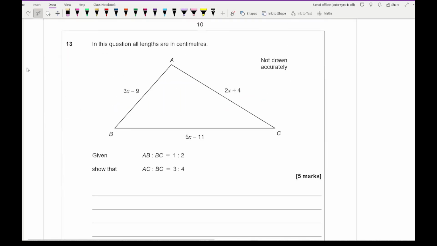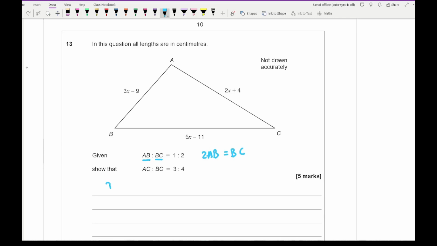Then looking at question 13, it says in this question all lengths are in centimeters, and it says that given that AB to BC is in the ratio of 1 to 2, show that AC to BC is in the ratio of 3 to 4. Now with this, what you need to recognize is that when you are converting a ratio into an equation, you kind of need to flip the numbers. So basically what this is saying is that BC is twice the size of AB. So in order for those two things to balance, I need 2AB to equal BC.